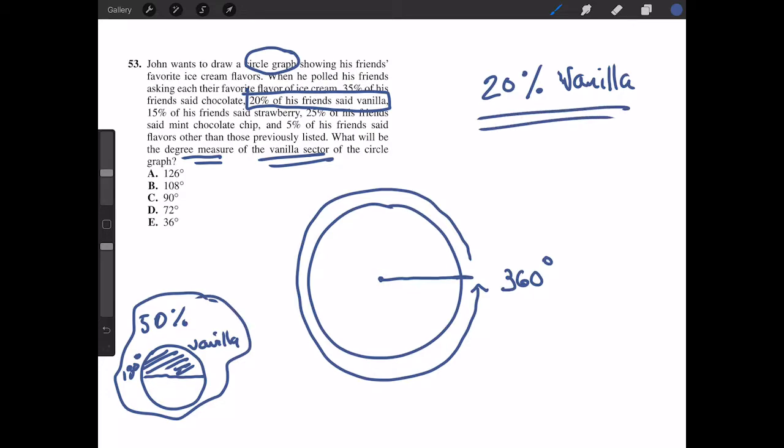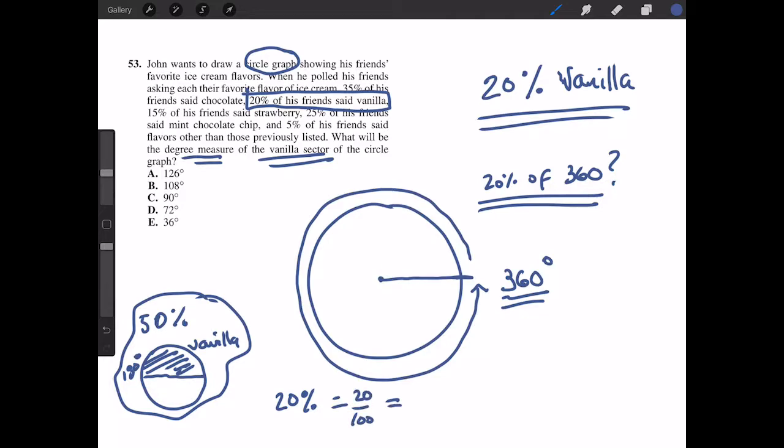If in this case we have 20% of the friends picking vanilla, all we need to know is what's 20% of 360 degrees? Because think about it, if 100% is going to be the full circle, the full 360, we just need to know in the case of the vanilla flavor, what is 20% of 360? And to do that, you know that this involves multiplication. But we don't use the 20% in that format. We have to convert the percentage, which is for every 100, 20% means 20 out of every 100, into its decimal number format, which is, of course, 0.2.